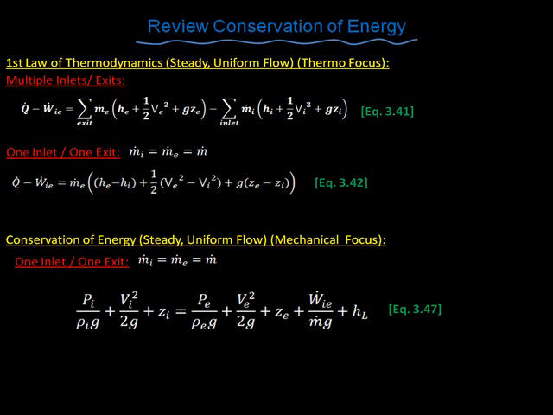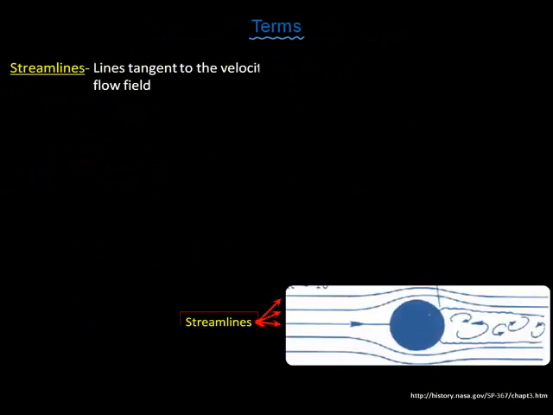This is the equation that we're going to use to derive Bernoulli's equation. So let's go over some quick terms first. The first term is streamlines, and streamlines are lines that are tangent to the velocity vectors throughout a flow field. So on the bottom right-hand side, I have a cylinder. Imagine that's a cylinder going into your screen, and those are the streamlines of flow going around it.